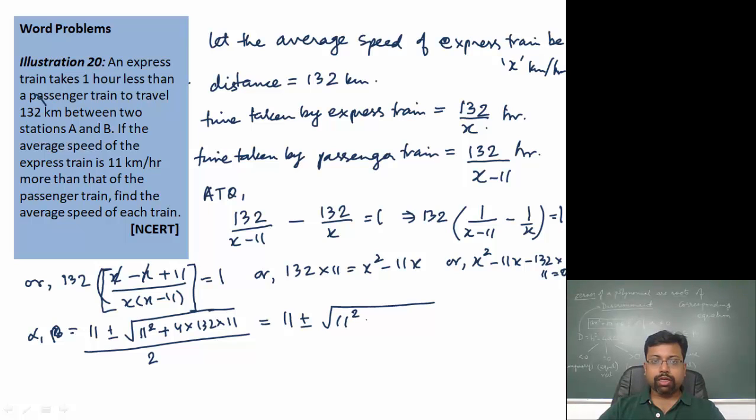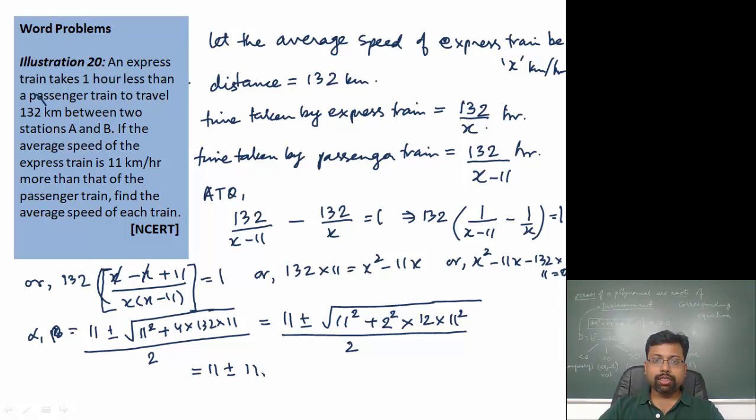11 square को भी मैं ऐसे ही रहने देता हूँ. You have 11 square. 132 is how much? 12 times 11. So you have 11 square. 132 is 11 into 12, and there is another 11, so it will become 11 square and 12 will be there. I'm just trying to avoid calculating the value and checking out if something can be taken common.